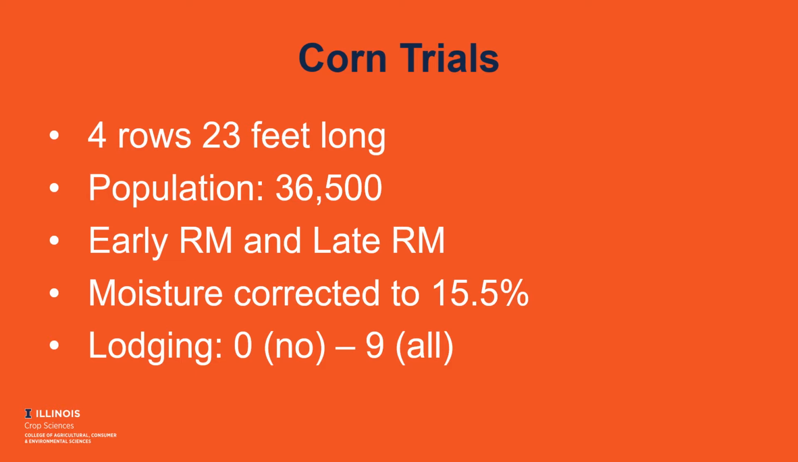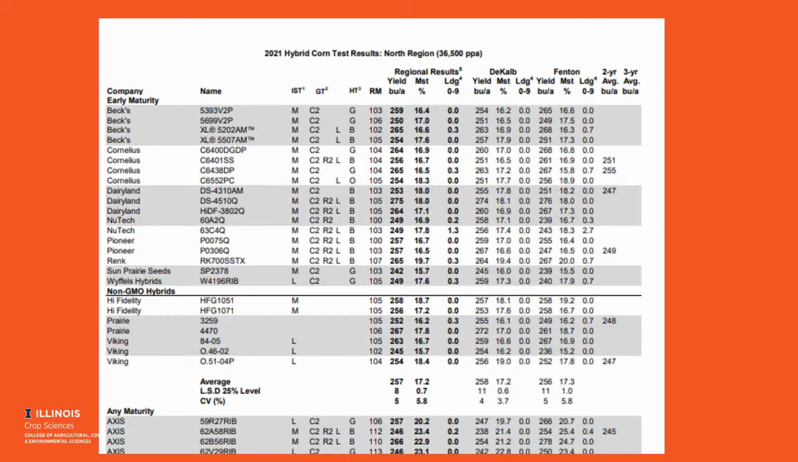Now let's look at our individual trials and go over a little bit about them. So our corn plots are planted on 4 rows on 23-foot lengths, with an alley in there to break up each individual plot. We plant at 36,500 seeds per acre, and then we have early and late RM trials. We correct our moistures to 15.5% and then provide lodging information in there. And so again, with those 4 rows, we only harvest the middle 2 to get our data.